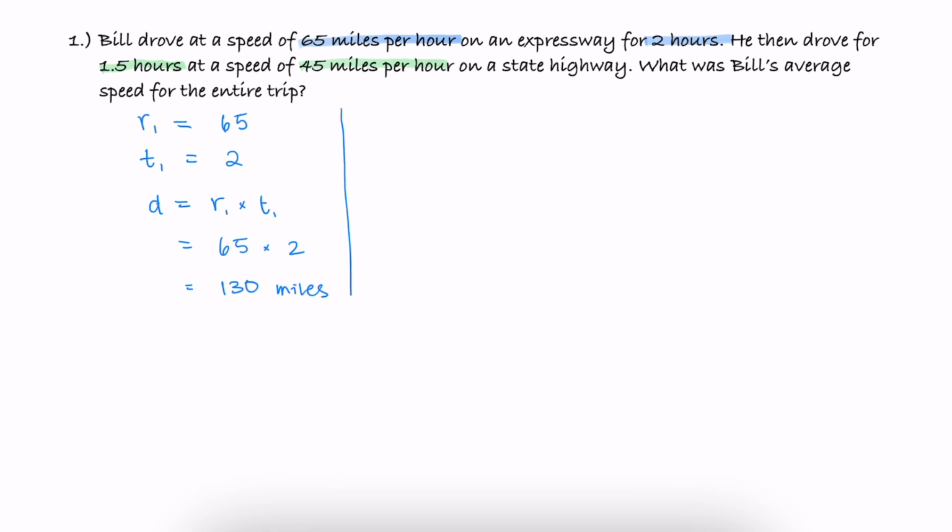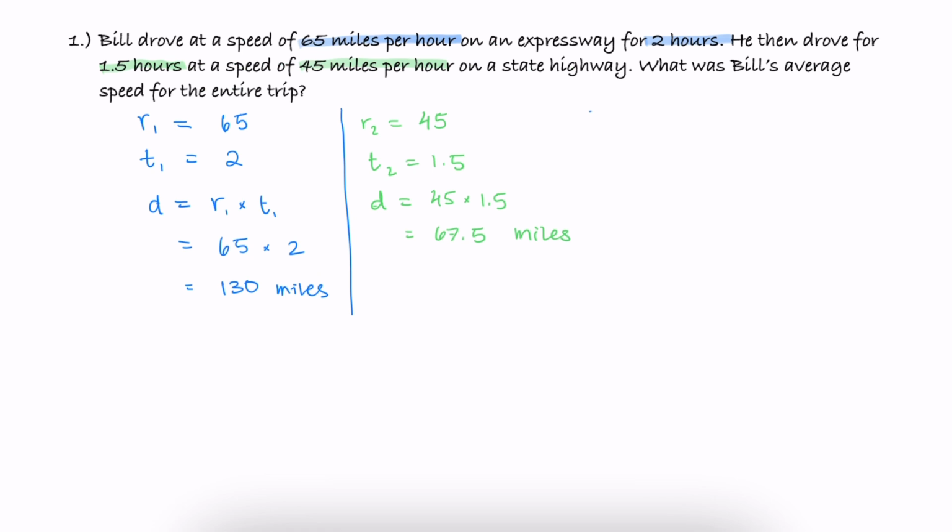And then, for our second piece of information that we're given, we know that R2 is 45 miles per hour. Time 2 is 1.5 hours. So if distance equals rate times time, we have 45 times 1.5, which will give us 67.5 miles.